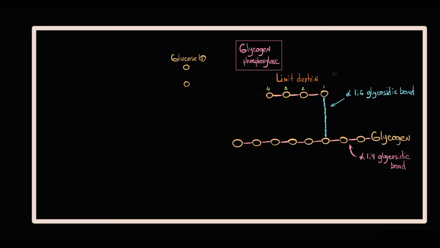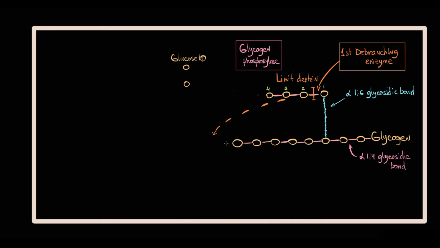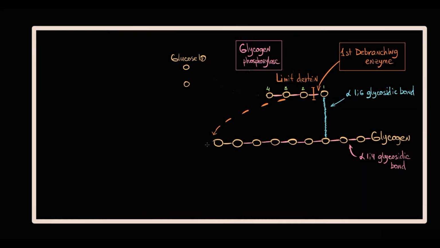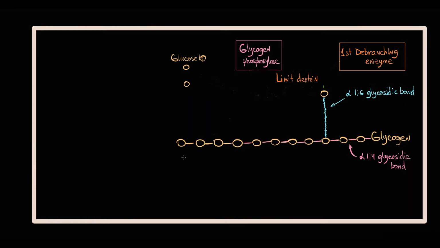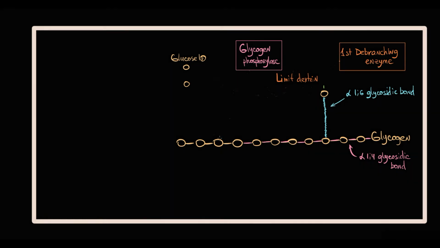To remove the limit dextrin, the first debranching enzyme initially cleaves 3 glucose residues from the branch and transfers them to the last glucose molecule in a glycogen chain. The enzyme connects these 3 glucose molecules to the glycogen chain by a 1,4 glycosidic bond. So the net result is that now in the branch we have only 1 glucose residue, and the glycogen chain becomes 3 glucose molecules longer.